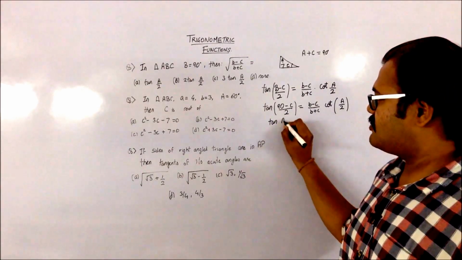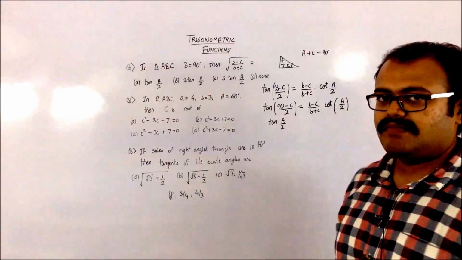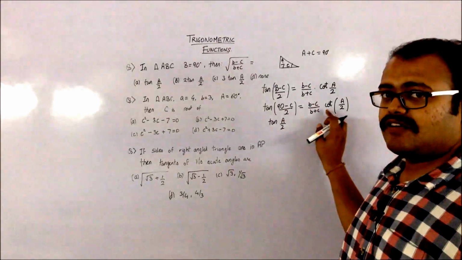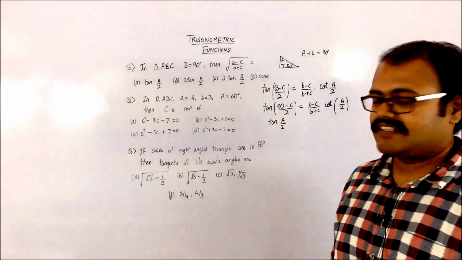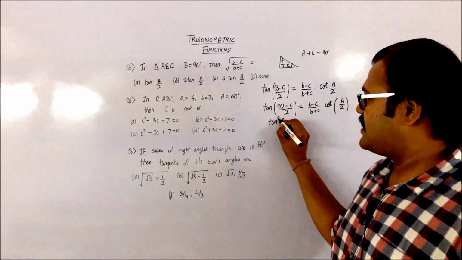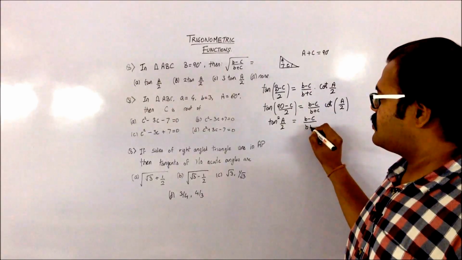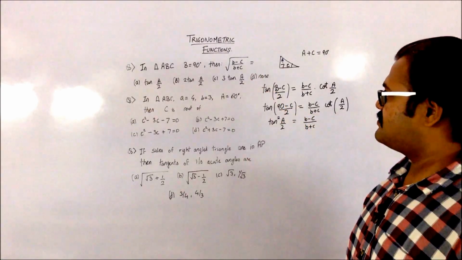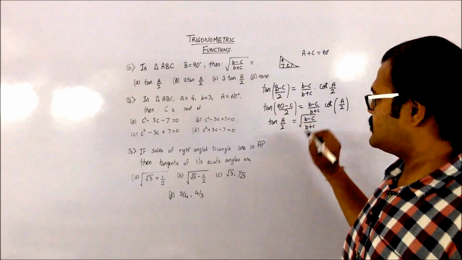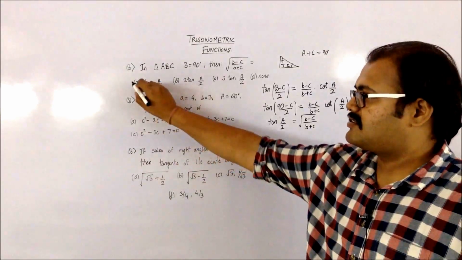So tan of A by 2 is equal to (b minus c) upon (b plus c) into cot of A by 2. Now cot of A by 2 can be taken to this side, so it becomes 1 upon cot, which is basically tan. So we have tan square of A by 2. I require the answer for the root of this particular thing, so taking square roots on both sides, I'll get the value of this as tan A by 2. So that's your option A.